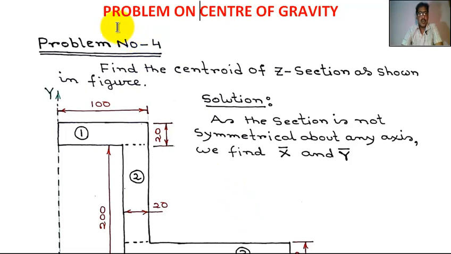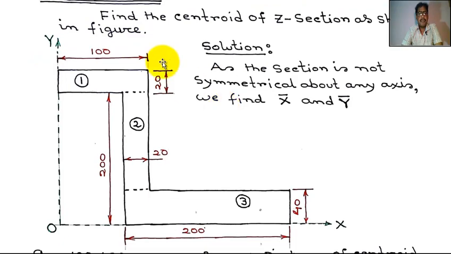Today we solve a problem on center of gravity under engineering mechanics. Problem number 4. Find the centroid of Z section as shown in figure. This is the Z section.